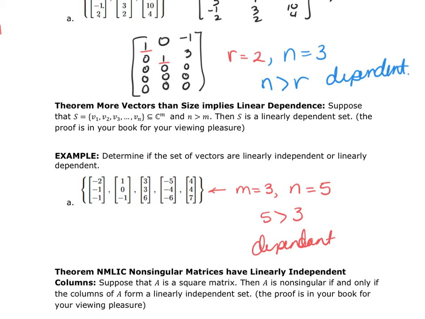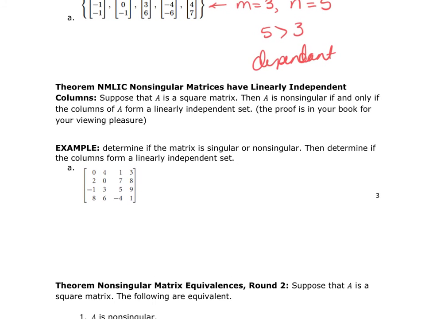Just because I have more columns than I have entries in each vector, no work has to be done there. The next theorem says, suppose A is a square matrix, then A is non-singular if and only if the columns of A are a linearly independent set.